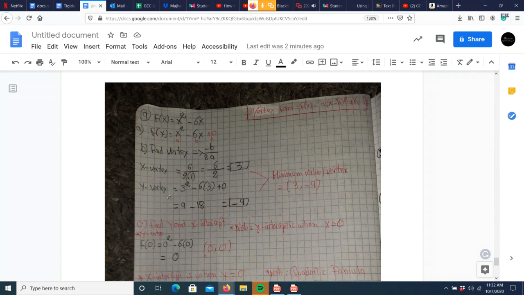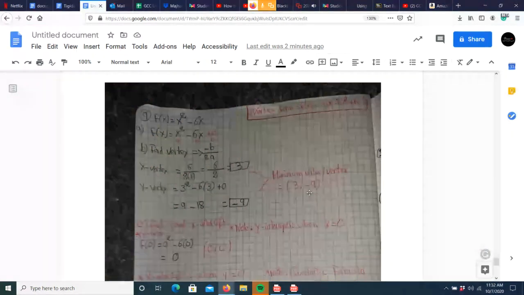Now I'm going to find the y vertex. So what I'm going to do is replace the x with 3. I'm going to substitute, since now I know x is 3. So it will be 3 squared minus 6 times 3 plus 0, which gives me 9 minus 18, which equals negative 9. So my minimum value of the vertex will be 3, negative 9.